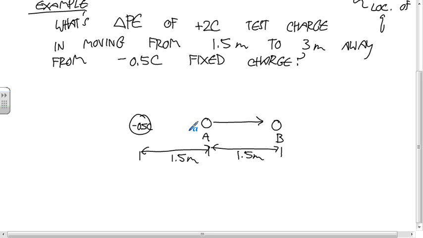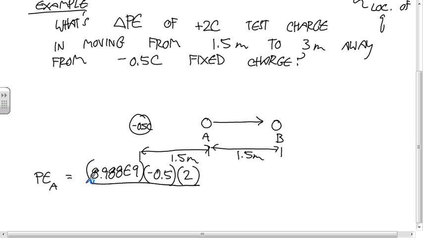All right, so the potential energy at the point A is that constant K, 8.988 times 10 to the 9th, times the fixed charge of negative 0.5 times the test charge of 2 divided by the distance between them. And so you get a potential energy. Can someone plug that in?